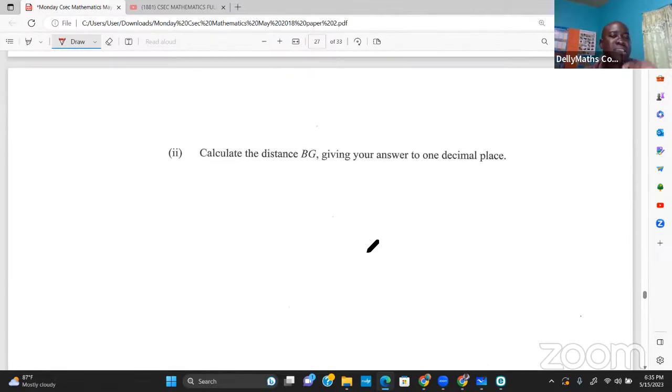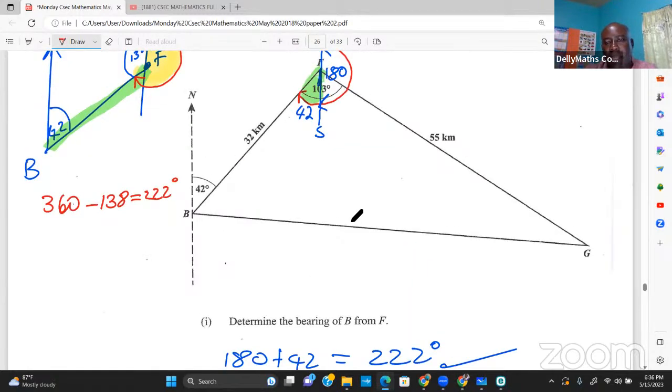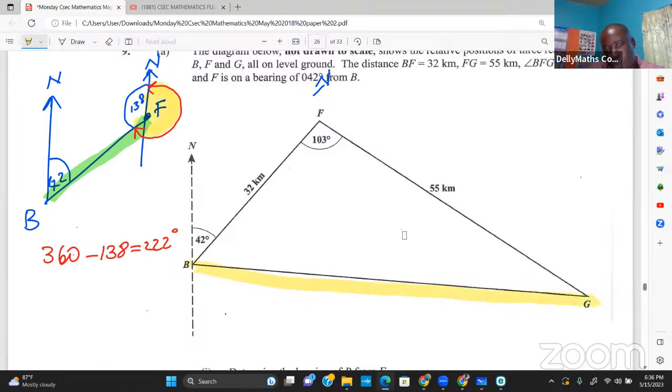The next question says, calculate the distance BG, giving your answer to 1 decimal place, right? Now, so we want to take note of the 1 decimal place, but we're looking at BG. Take a look at BG. I'm going to clear the diagram up so that we can have a good visual. So now they want us to find BG. I'm going to highlight it in yellow.